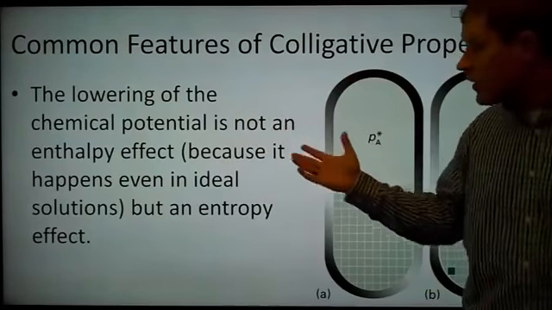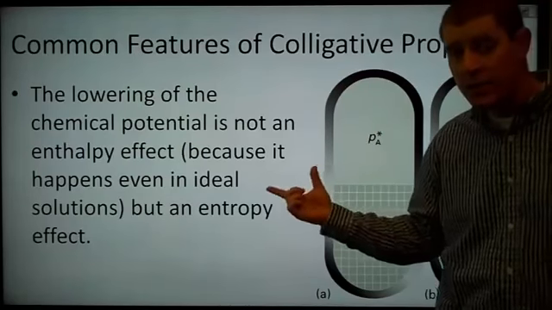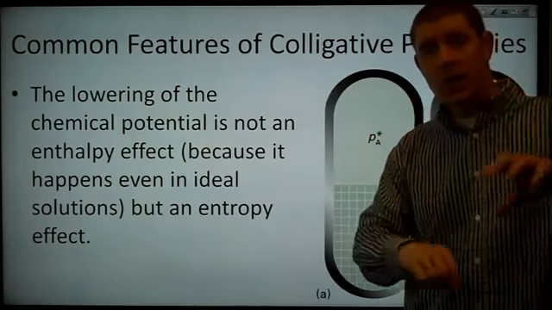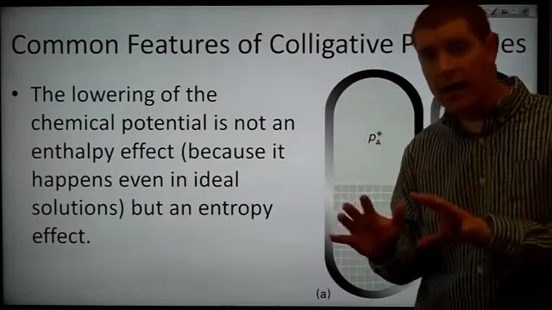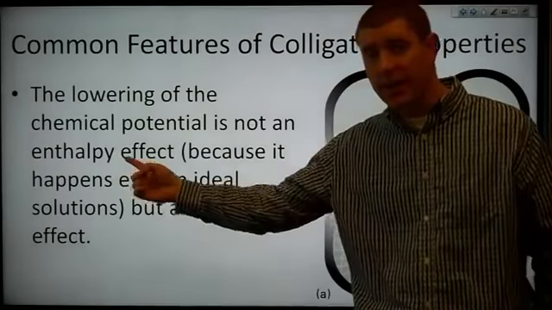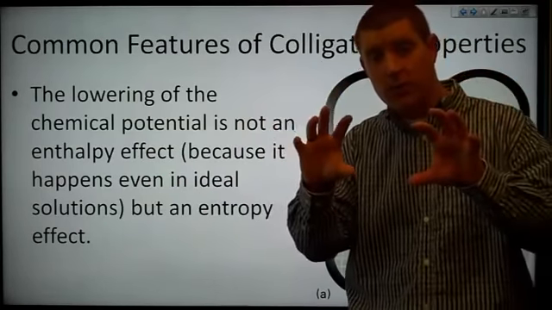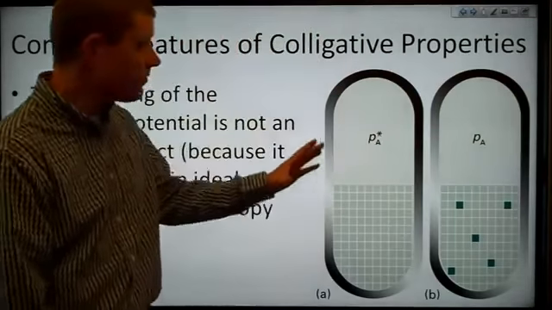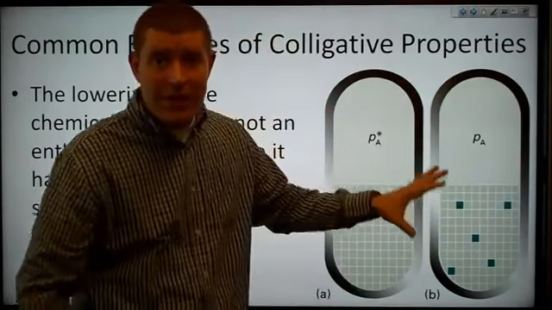Alright, so the lowering of chemical potential is not an enthalpy effect because it happens even in ideal solutions, right? Even if our interactions between A and B are the same as they are between A and A and B and B, we still have this effect going on. And that means that it can't be an enthalpy effect, it can't be an effect of the intermolecular forces, interactions between the molecules. It must be an entropy effect, which means that it must be an effect of going from pure A to some random distribution of B in A, right?